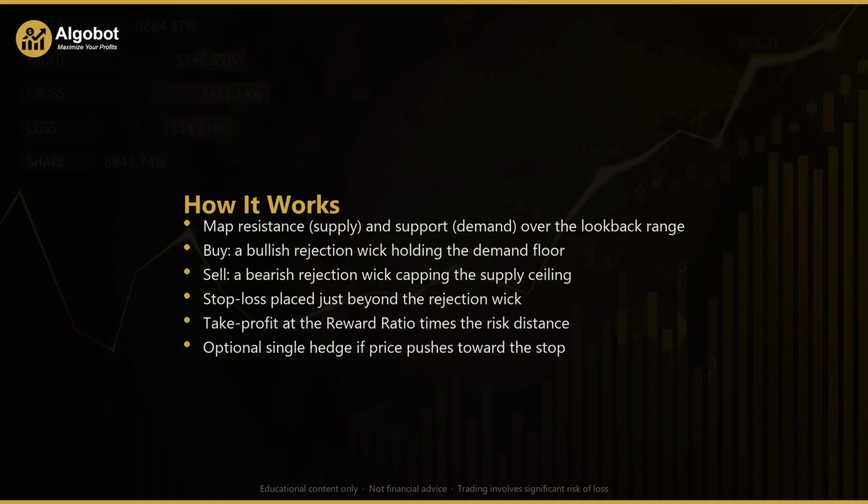Finally, the hedge. If price keeps pushing against the trade toward the stop, the strategy can open one opposite direction position part of the way there, governed by the HedgeTrigger parameter. If price recovers back into the zone, the hedge is closed and the original trade is left to run. If price breaks through instead, the hedge's own target aims to offset part of the loss on the original. It's a single, one-time hedge, never a chain.